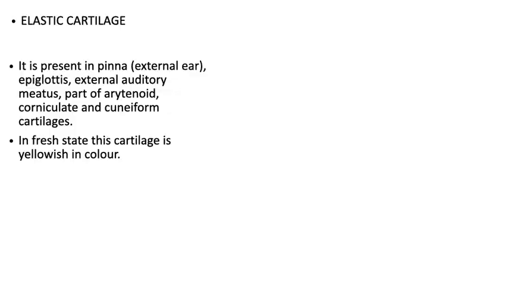Next slide, what we are going to see is the elastic cartilage, the next type of cartilage. Elastic cartilage, the name itself tells us it has elasticity, that is, whenever we stretch it, it can come back to its original shape or size, and elastic cartilage will definitely have more elastic fibers. So, elastic cartilage is present in the pinna, the external ear.